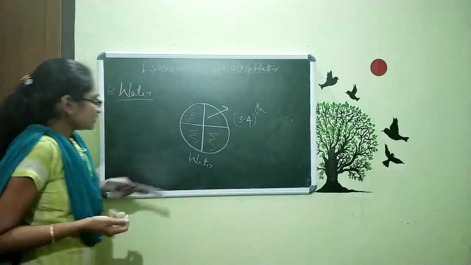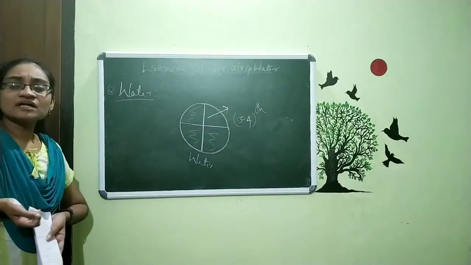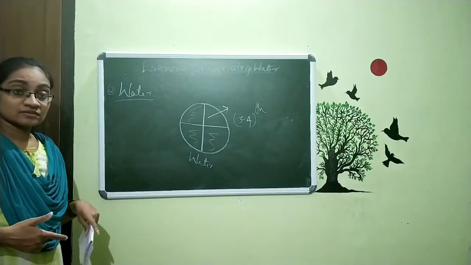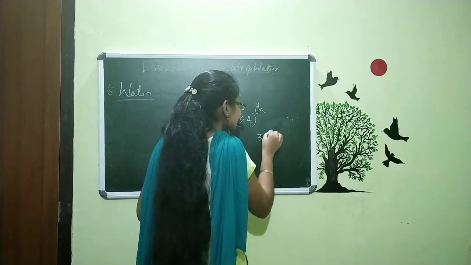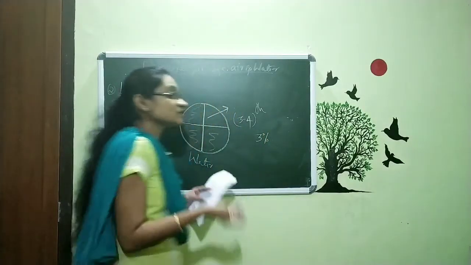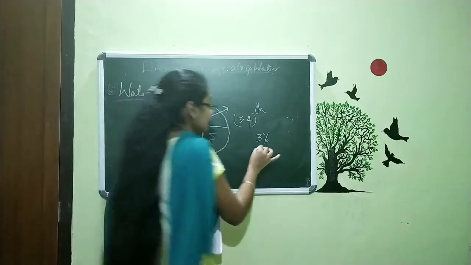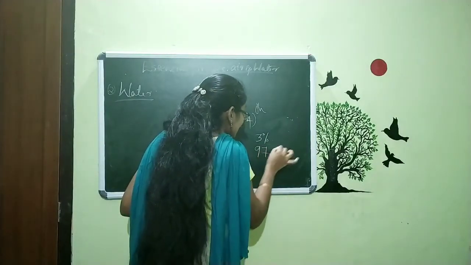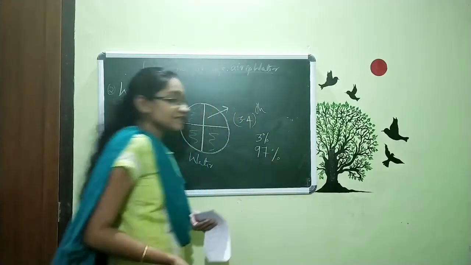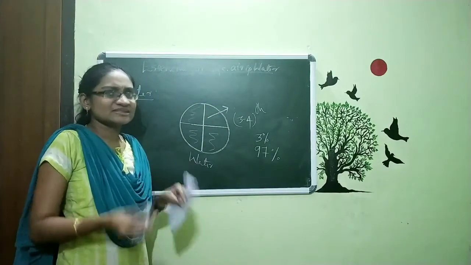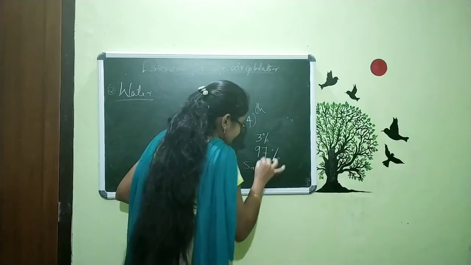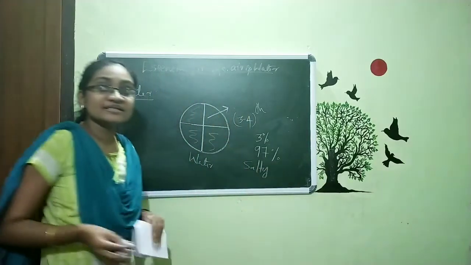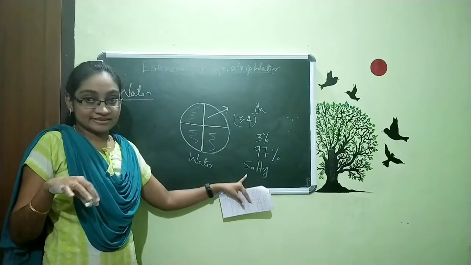And the question is this: is all this water possible to drink? No. Within the whole water, only 3% is possible to drink. That means the other 97% of water is ocean water or sea water. That means that water is salty. That means the water contains salt.